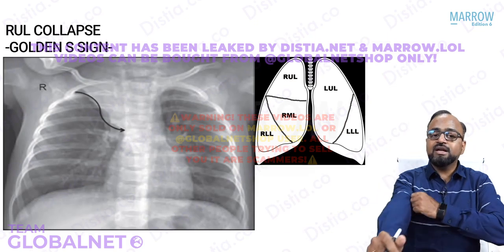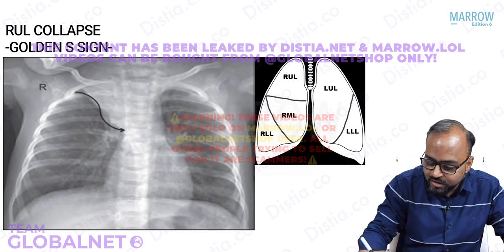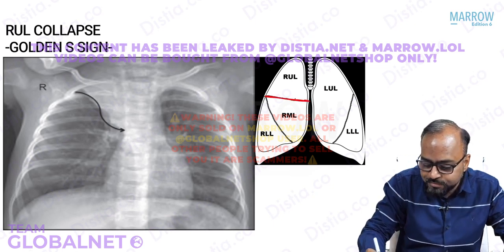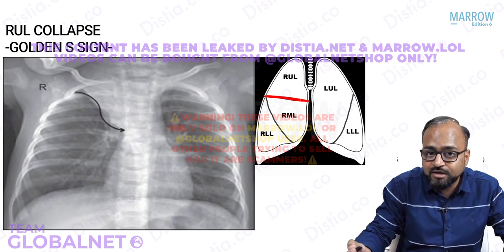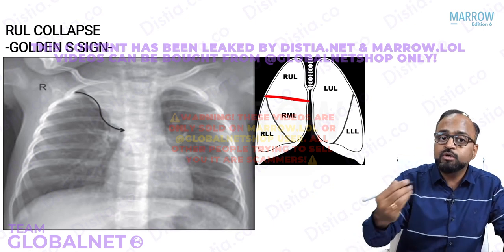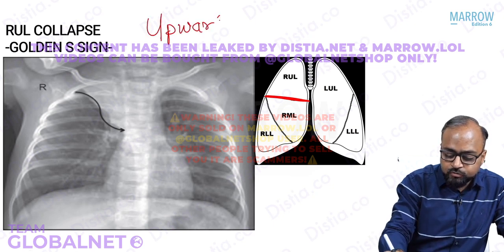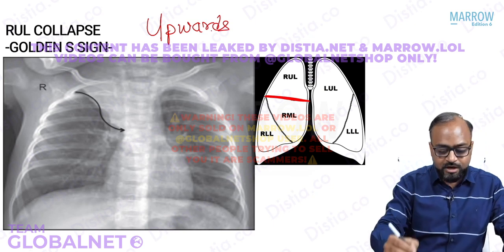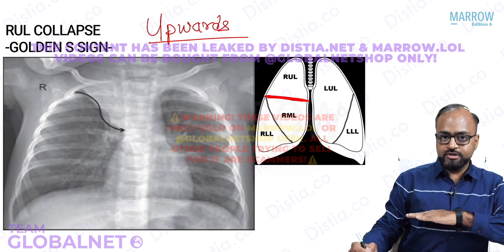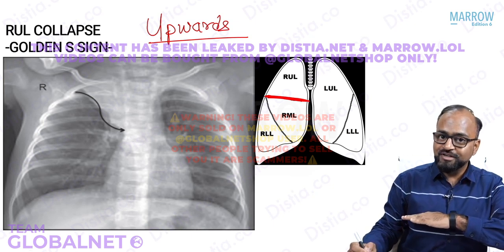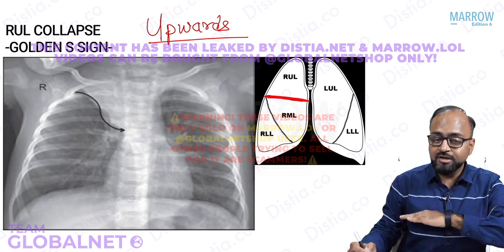Now let us look at certain classical lobar collapse patterns and the various signs that are created. So see, how does a right upper lobe collapse? Whenever a right upper lobe collapses, I can summarize the collapse pattern of right upper lobe in one word, and I will say it collapses upwards. How does it collapse upwards? See, this is the horizontal fissure. So if this is the horizontal fissure and the right upper lobe collapses upwards, when it collapses, what will happen? It will pull this horizontal fissure upwards.